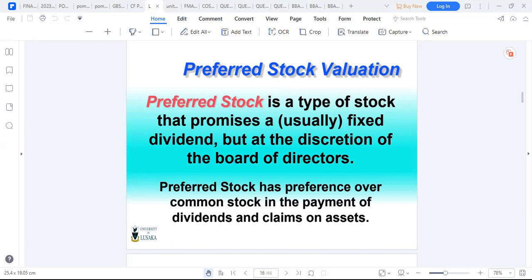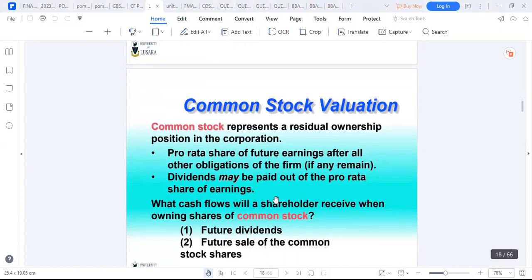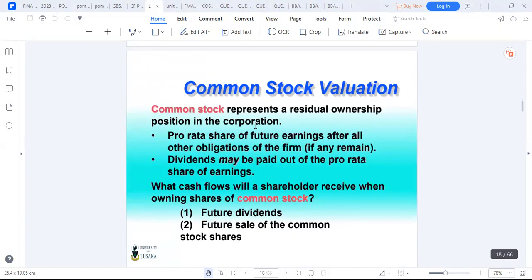Then we look at common stock. Common stock, like I said, is also called equity. When we're dealing with common stock, we are looking at residual ownership in the corporation. We use a pro rata basis when we are looking at the payments. Dividends are paid out of the pro rata share of earnings. Whatever remains is what the shareholders will get. They own voting rights. They have the right to vote, meaning they make decisions that will influence the firm.